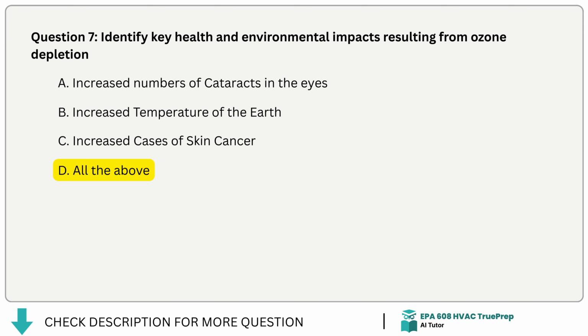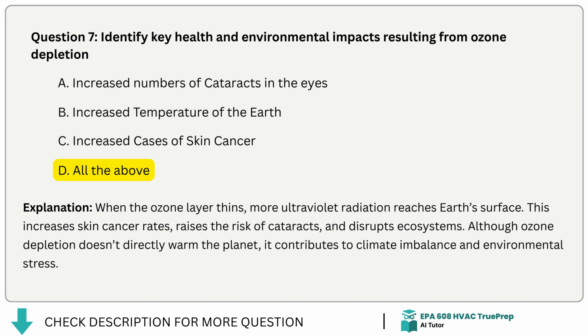All the above. When the ozone layer thins, more ultraviolet radiation reaches Earth's surface. This increases skin cancer rates, raises the risk of cataracts, and disrupts ecosystems. Although ozone depletion doesn't directly warm the planet, it contributes to climate imbalance and environmental stress. All listed impacts are correct and connected.